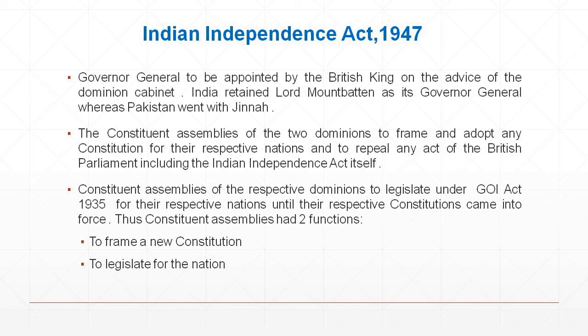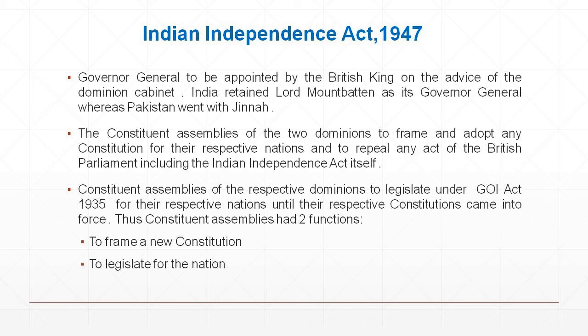The fifth point, it empowered the constituent assemblies of both the dominions to legislate for their respective territories till the new constitutions were drafted and enforced. So this is an important point. This happened in India as well. Our constitution came into effect on 26 January 1950. So what happens from August 15, 1947 to 26 January 1950? There should be someone who is making the laws. So the Constituent Assembly will be making the laws. That is what this particular provision says.